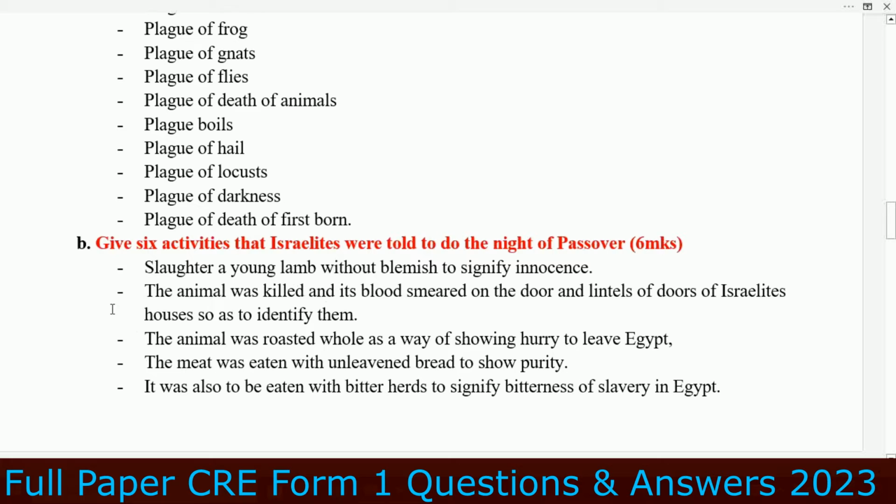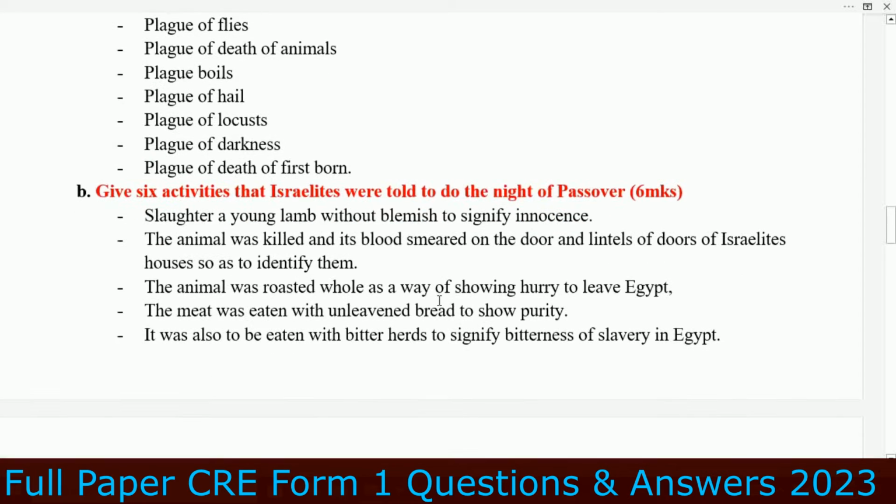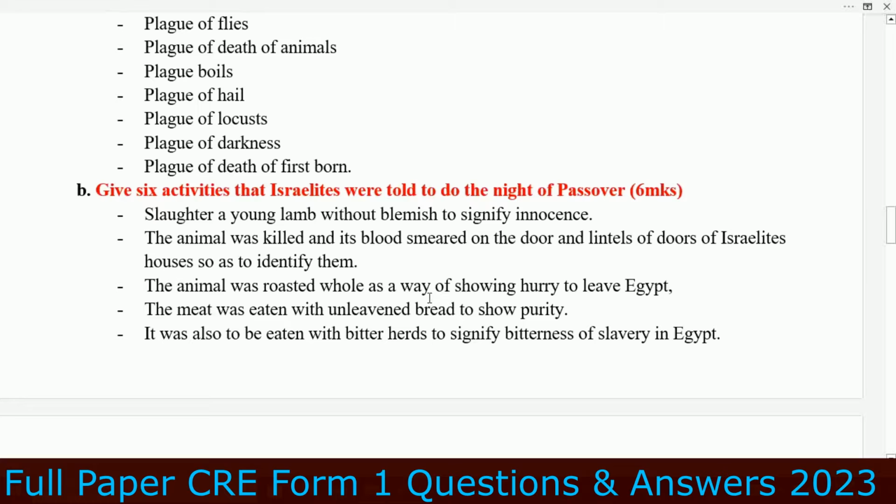Next one, you're told to give 6 activities that Israelites were told to do the night of Passover. What were they told to do? Number 1, slaughter a young lamb without blemish to signify innocence. Number 2, the animal was killed and its blood smeared on the door and lintels of doors of Israelite houses so as to identify them.